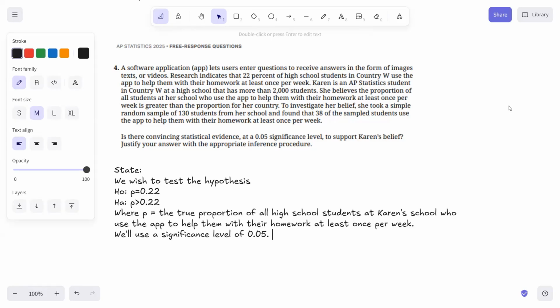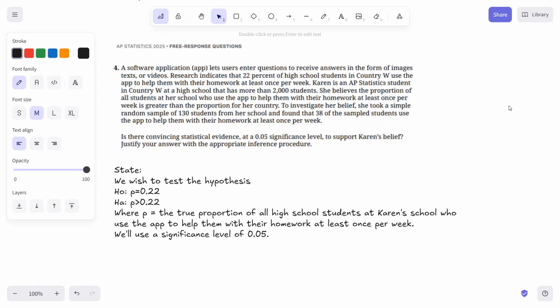State, we wish to test the hypothesis the null p equals 0.22 with the alternative p greater than 0.22. So remember, based on the context, this is a one-sided test where p equals the true proportion of all high school students at Karen's school who use the app to help them with their homework at least once per week. We defined our parameter in the full context, and we also stated the significance level.